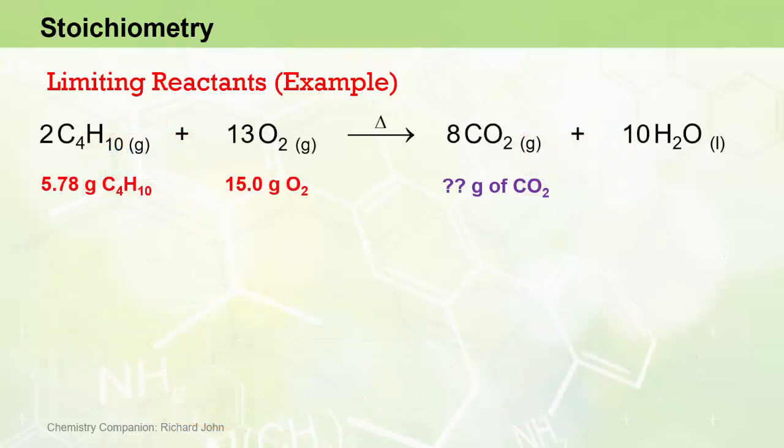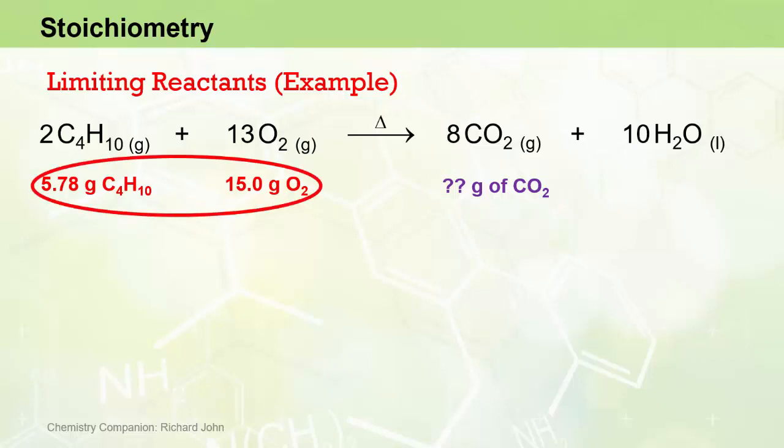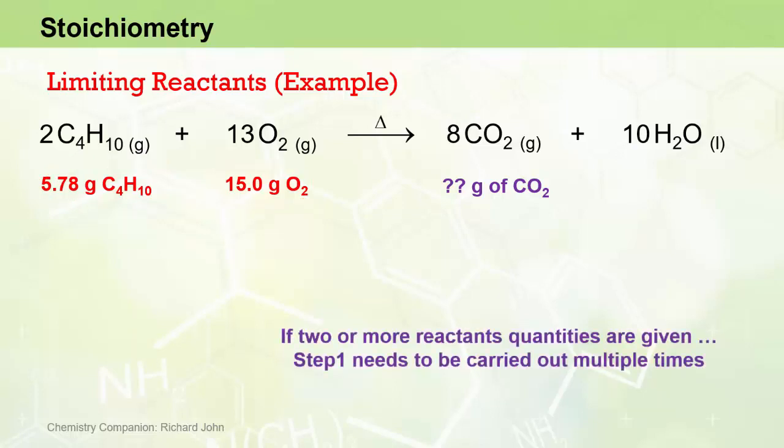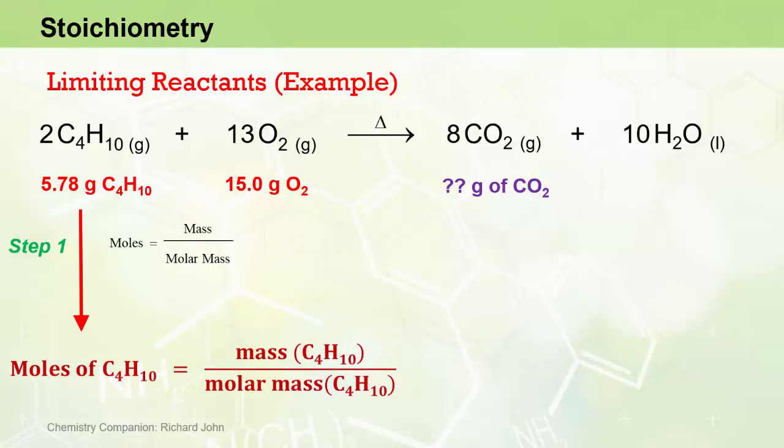And so here is our scenario again. We are being asked to find the mass in grams of carbon dioxide when we are given the mass of both butane and oxygen. And this is actually the key to identifying whether one of these stoichiometric problems is in fact a limiting reactant problem. Because if two or more reactant quantities are given, then you will first need to determine which reactant will be the limiting reactant by carrying out step 1 multiple times, in this case twice, before you can proceed to step 2. So we'll start by carrying out step 1 with butane.